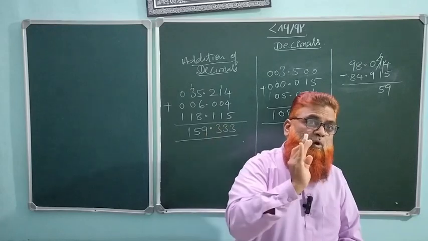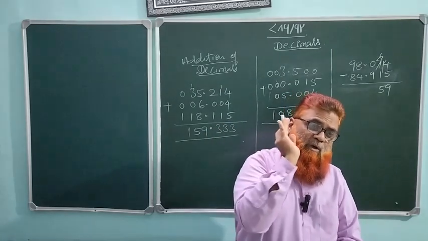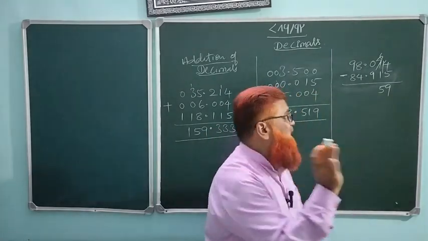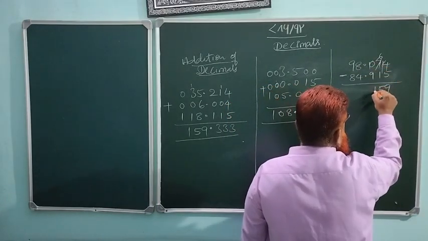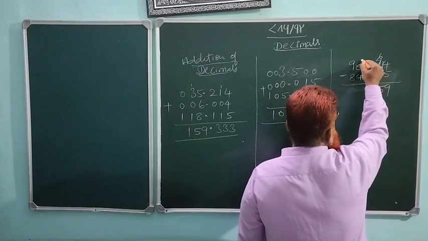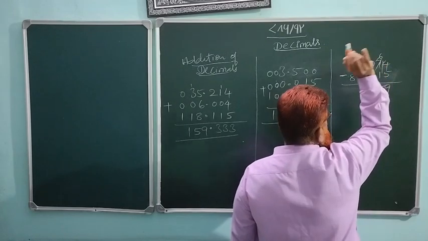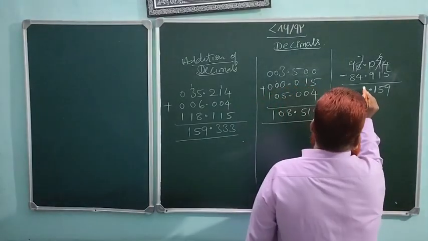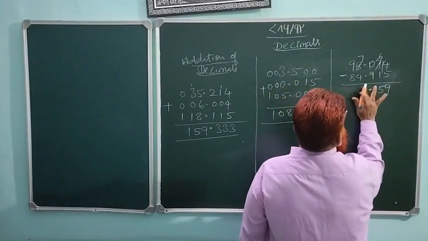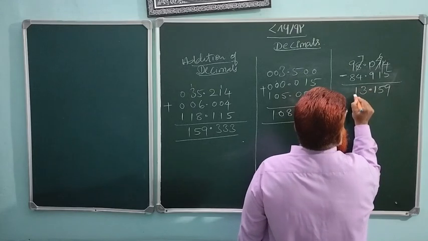When you borrow 1 from the whole part, it adds 1 as a tens. That means the tenth part of that one, it is 10. 10 minus 9 is 1. Okay. Here this 8 has lent to the decimal part, so it becomes 7. Okay. 7 minus 4 is 3. 9 minus 8 is 1.